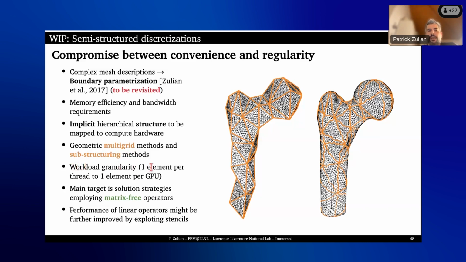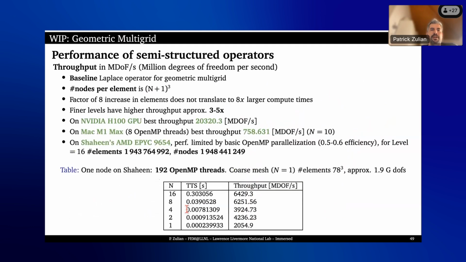So if you have really huge elements, like 1 million degrees of freedom per element, then you can have 1 element per GPU, for example. That's a bit extreme, but in principle you could do it. And of course, the main target is matrix-free operators, so we don't even talk about matrices at this point. The results I'm going to show you are not optimal by any means. They are very early results, but it's just to share some ideas and maybe get some feedback.